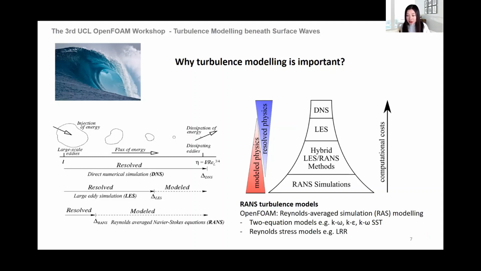In OpenFOAM, RANS models are classified as RAS, Reynolds-Averaged Simulation modeling. The popular RANS models are two-equation models. You may have heard or maybe have used the k-omega model, k-epsilon model, k-omega SST. And a more advanced RANS model is the Reynolds stress model. It breaks free from the Boussinesq assumption, and it considers anisotropic turbulence. It solves more equations than two-equation models. It will solve 6 Reynolds stress equations plus 1 epsilon or omega equation. And one example of the RSM model is LRR.